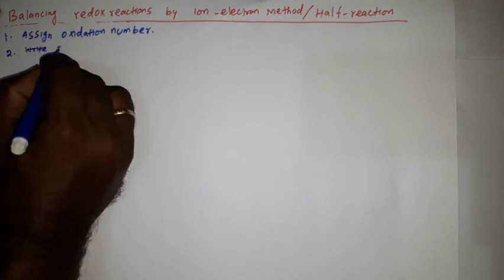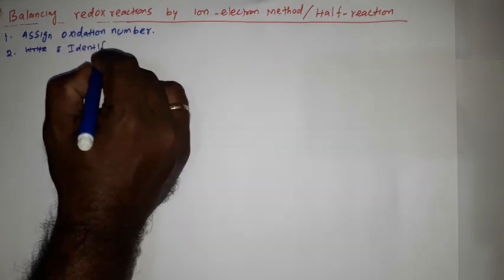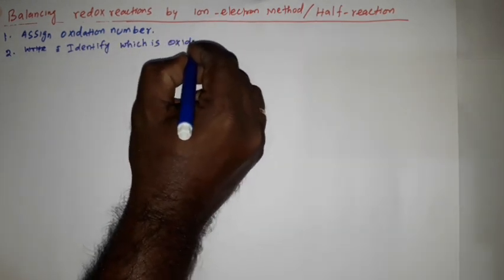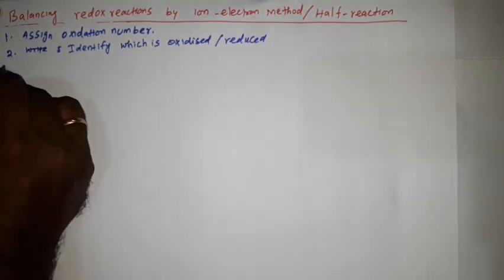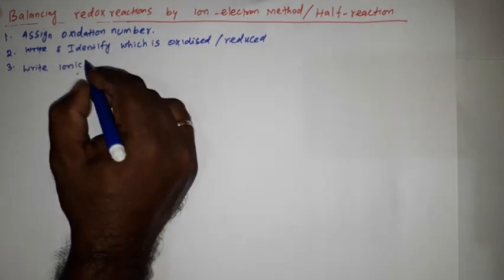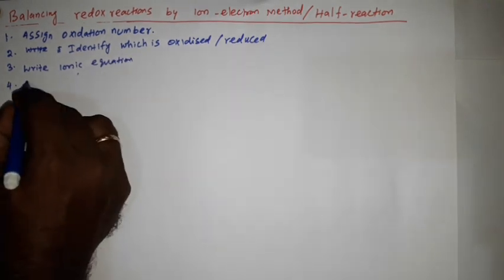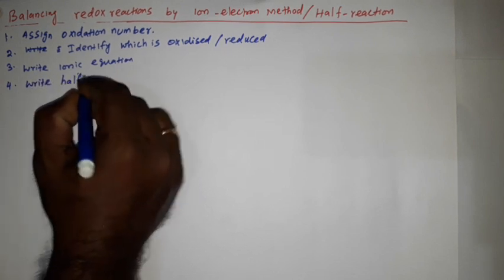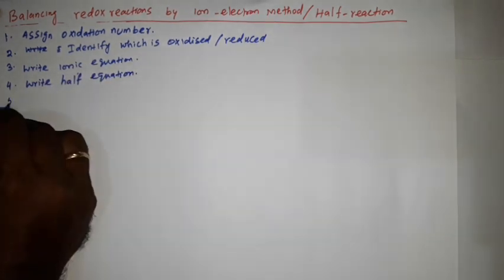Before writing the ionic equation, you have to identify which is oxidized and reduced. Third step, write ionic equation. Then step 4, write half reaction, write half equation.